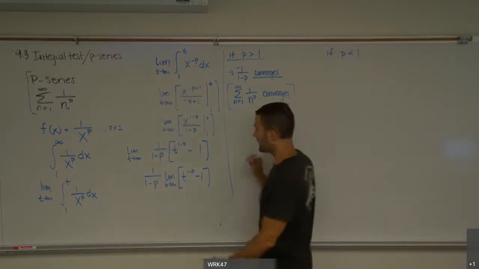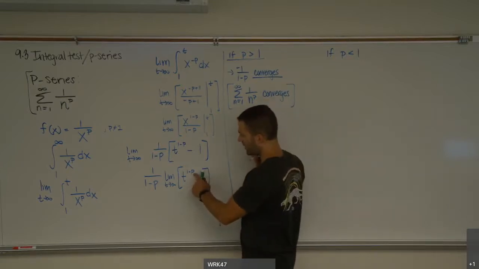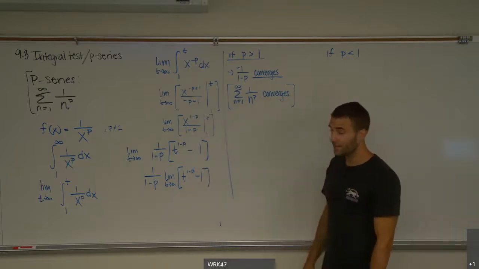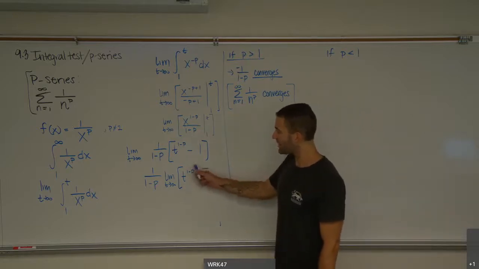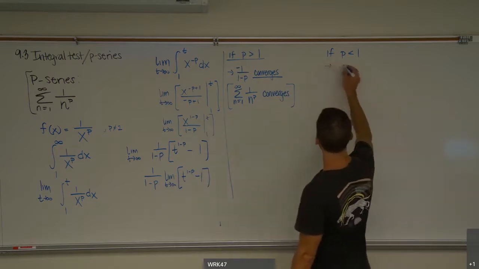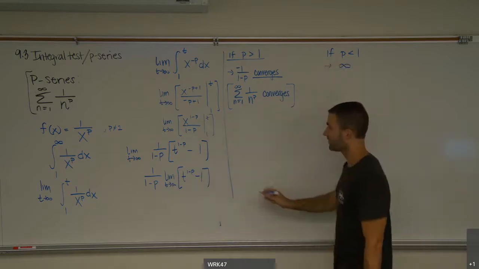If p is less than 1, like 1/2, 0, -1 even, or -2, then this number is still positive. 1 minus -2 is 3. And it will stay in the numerator. If p is less than 1, this power of t will stay in the numerator, and when you let it blow up, it will blow up to infinity. So that integral will go to infinity.